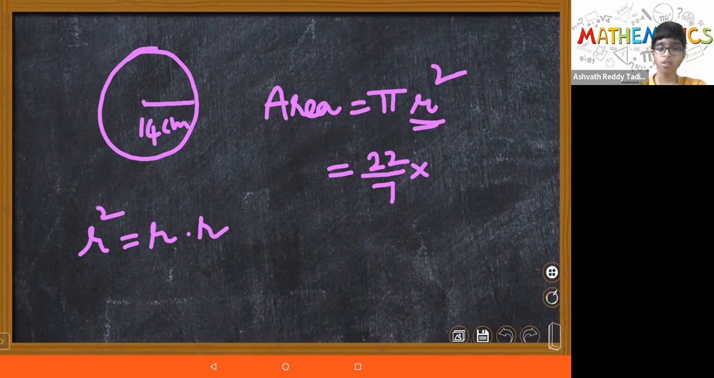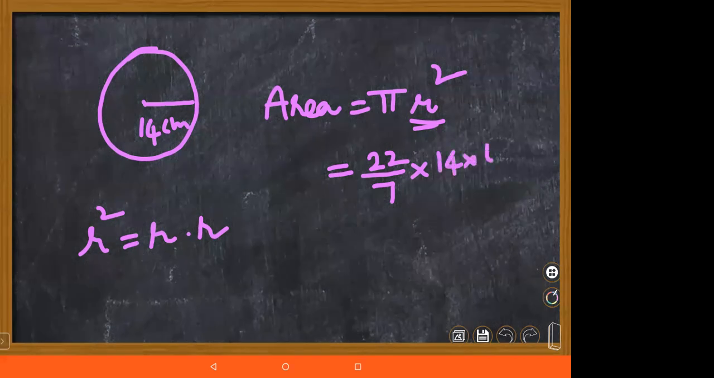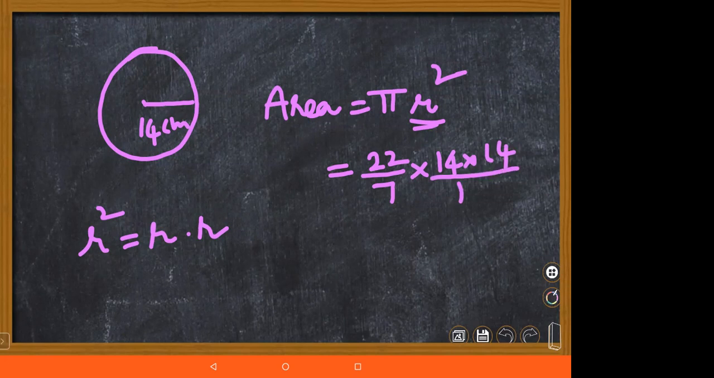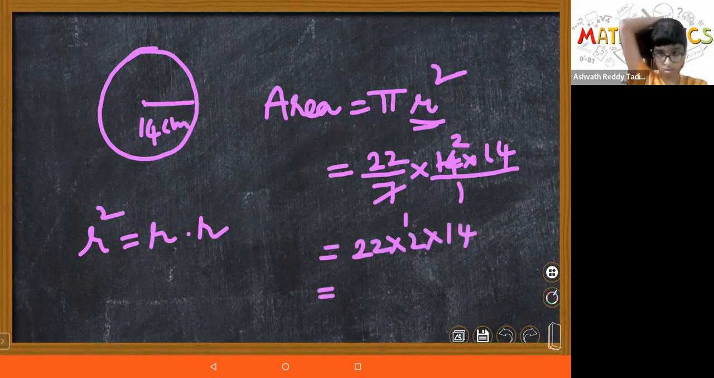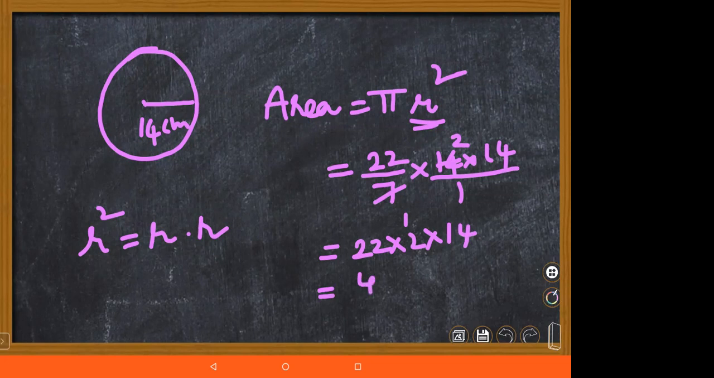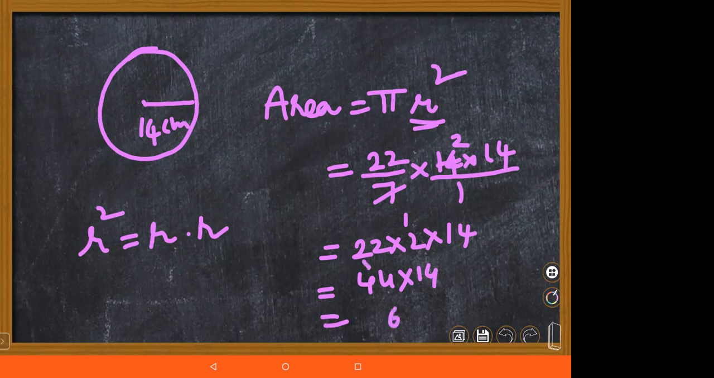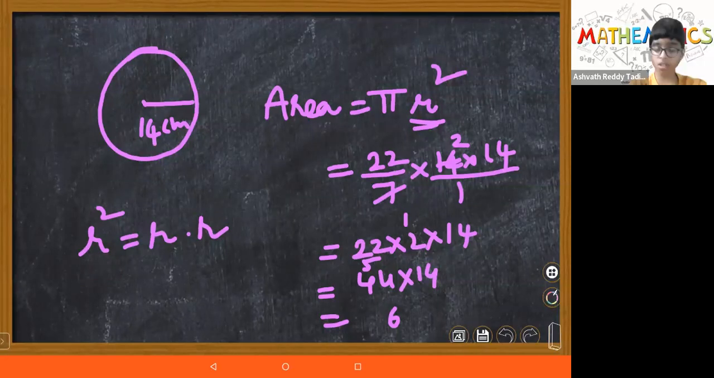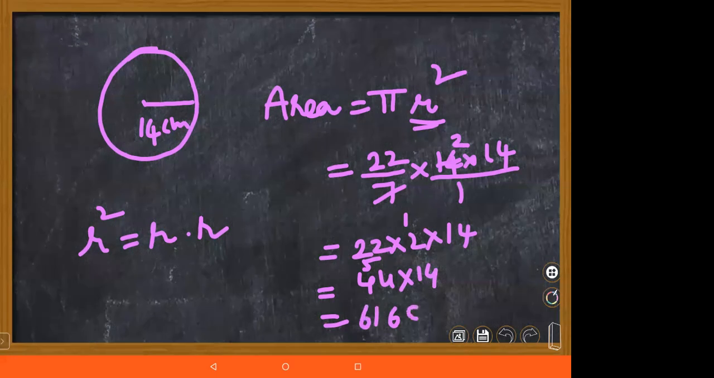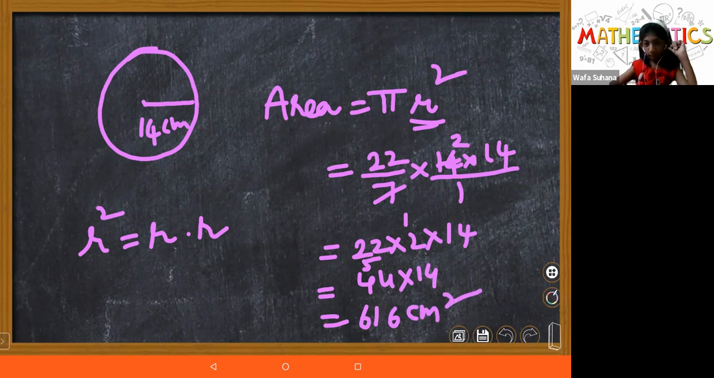So here the radius is 14, multiplied with 14. 7 ones are 7, 7 twos are 14. What is left over? 22 into 2 into 14. 22 twos are 44, into 14. 44 into 14, how much, children? 14 fours are 56, plus 5 is 57. 616, ma'am. 616 what? Centimeter square.